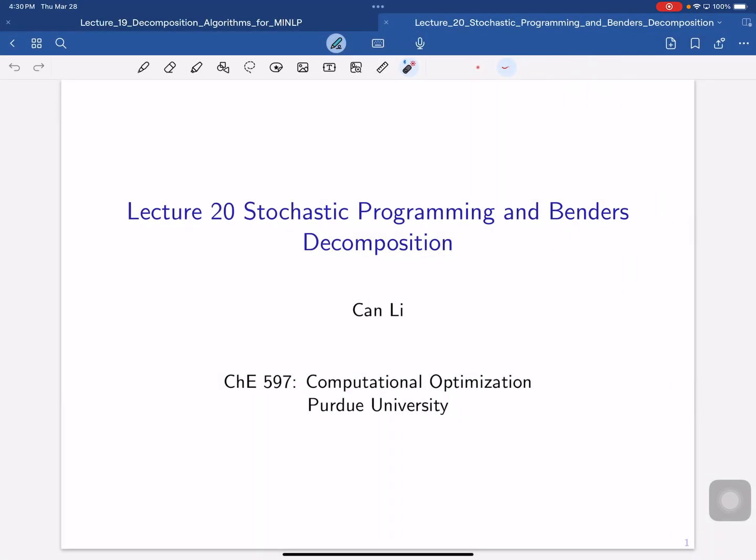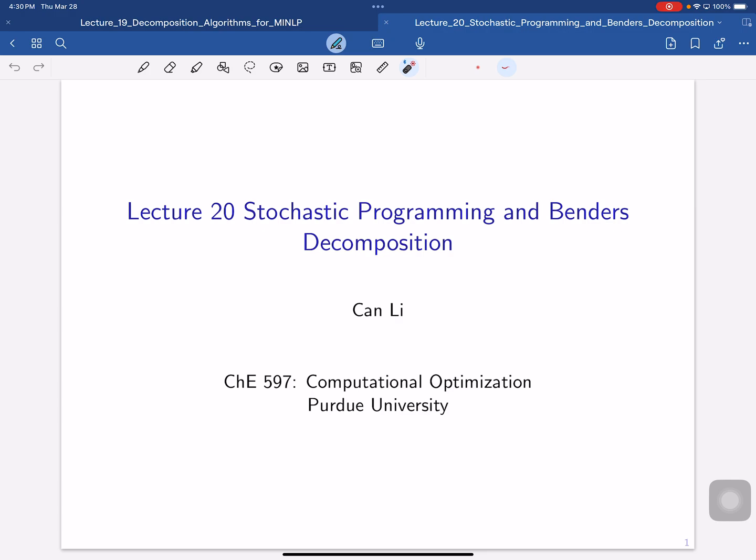So recall that last lecture we talked about decomposition algorithm for mixed integer nonlinear programming, right? The high level idea is that let's assume you don't know how to solve an MINLP problem, but the continuous relaxation is convex. We decompose the MINLP into an MILP and an NLP problem, right? Then you can solve an MILP and an NLP iteratively, and you will converge at the optimal solution of the convex MINLP. That's a high-level idea.